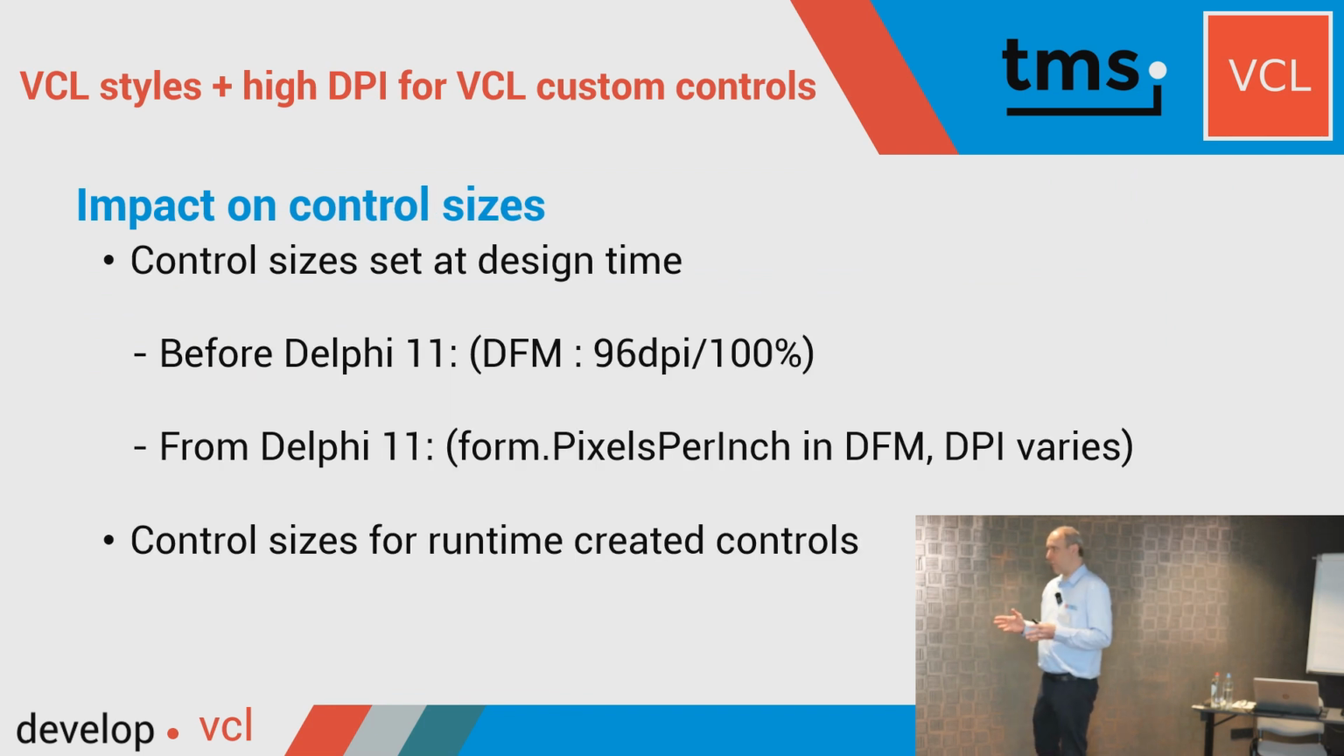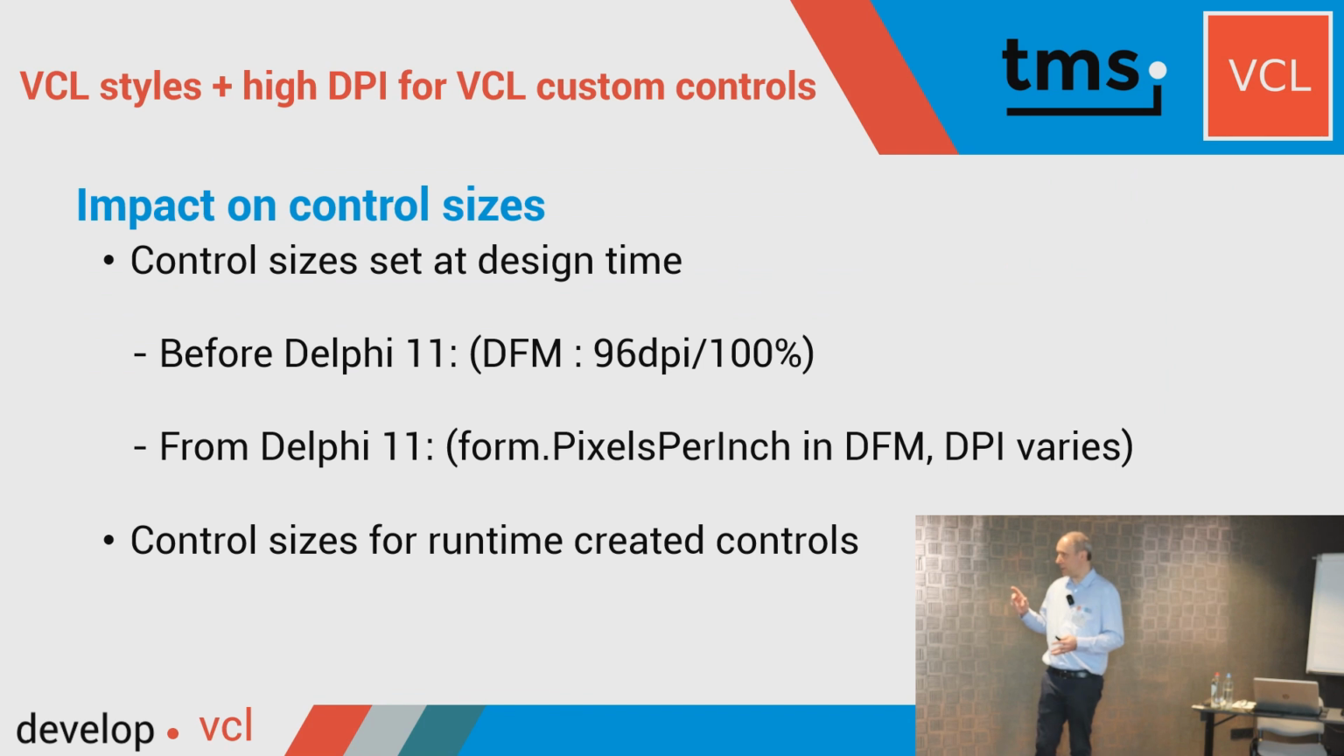So, first of all, control sizes. What are the differences here? What do we need to take into account, pay attention to? So, in most cases, unless you're creating the control at runtime, you drop the controls on the form, and as you drop the control on the form, you set some specific size to these controls, a width and a height.